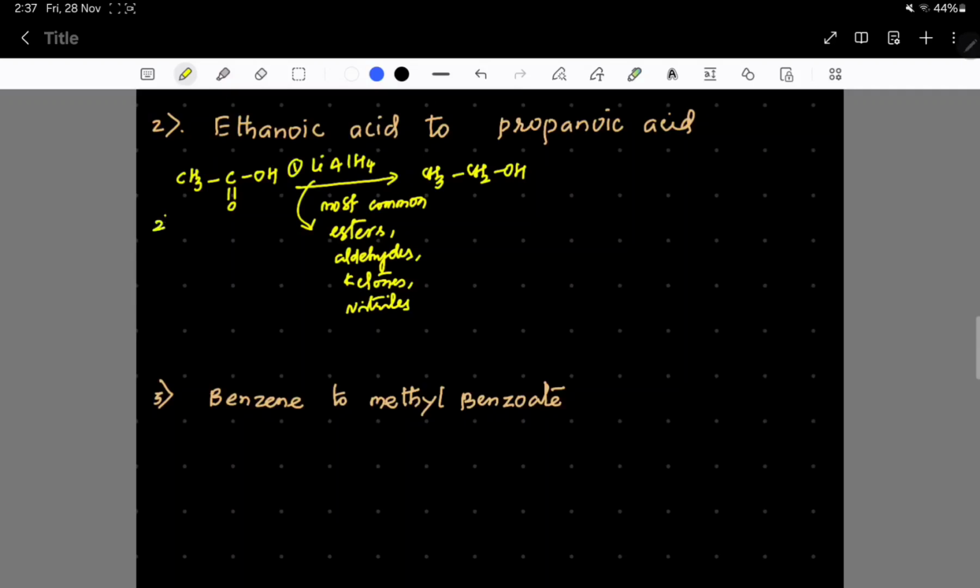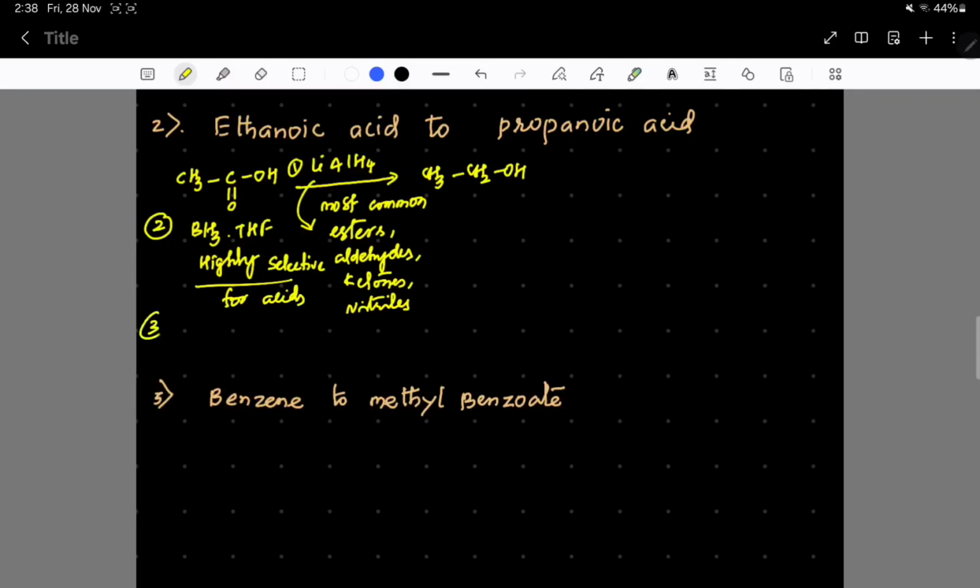We can use one more reducing agent, that is hydroboration. It is highly selective. You can use BH3 also, using tetrahydrofuran as a solvent, or you can use DMSO also. This is highly selective exclusively for carboxylic acids, so it cannot reduce any ketones and aldehydes. It is highly selective for acids.